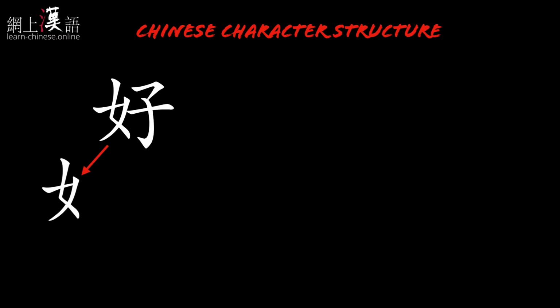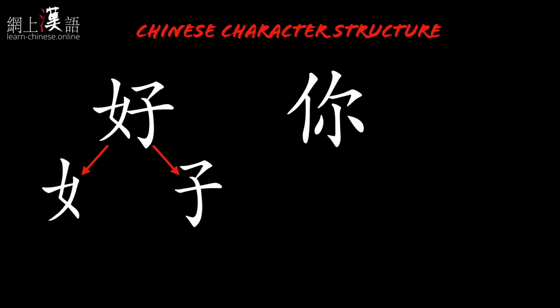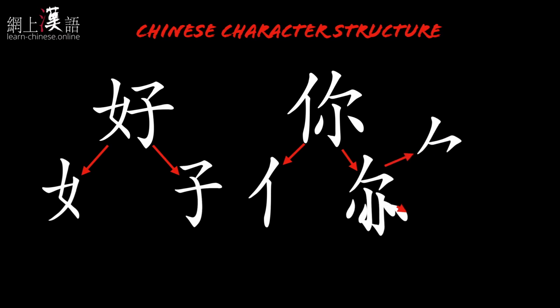Now, let's have a look at the structure of Chinese characters. When we look at the character hao, to be good, fine, we can see that it is composed of two basic characters called components. On the left is the component for woman, and on the right the component for child. The character on the right-hand side is ni, you. We can also see two components. On the left, the component for humans, and on the right, the ancient Chinese character for you, which in turn can be divided into two components, the roof on top and small underneath.